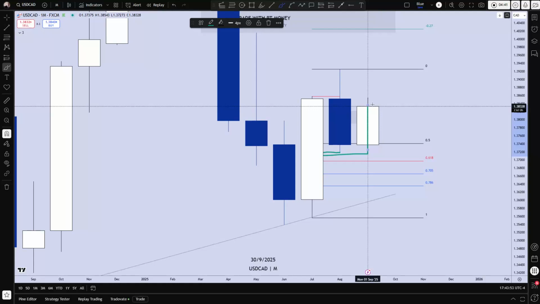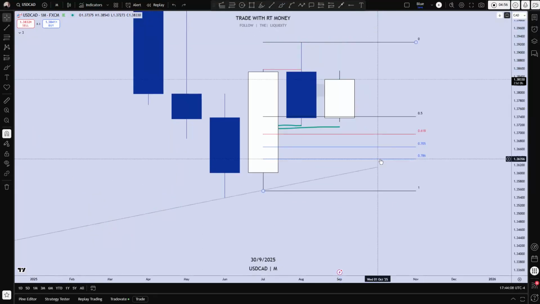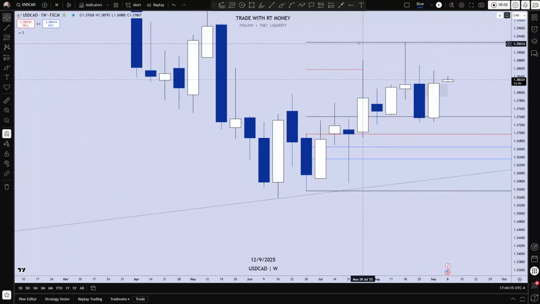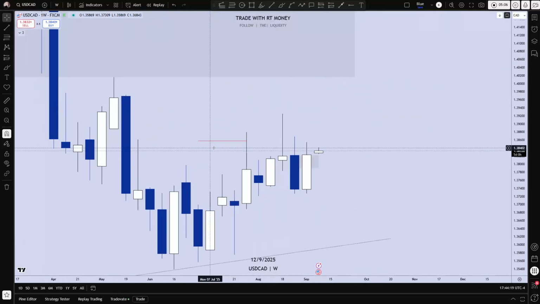Will that continue? I think it will. I think we trade towards this high. Why? Because I think we're heading towards that bearish fair value gap. That's why. Okay, so let's go down to the weekly and clean it up a little bit so we can see what we're talking about.